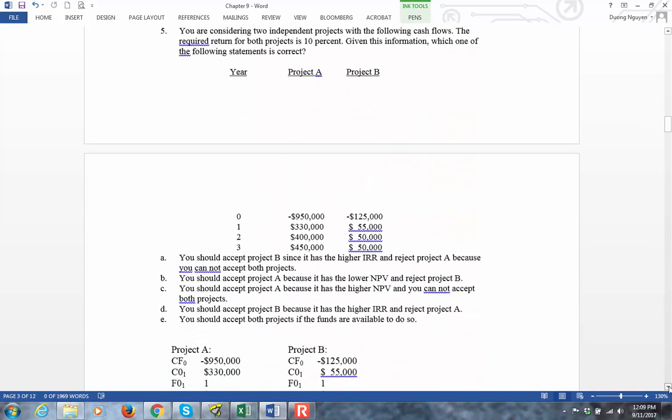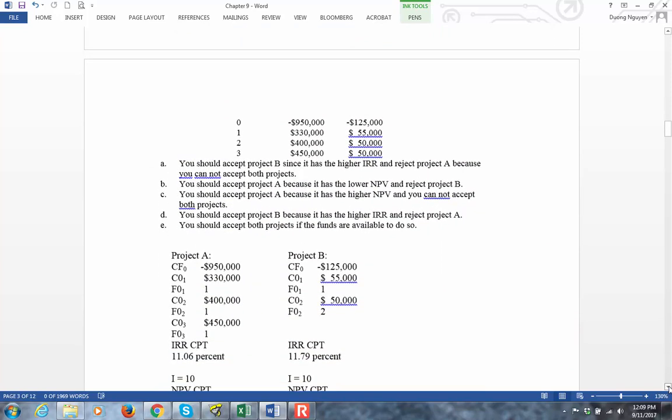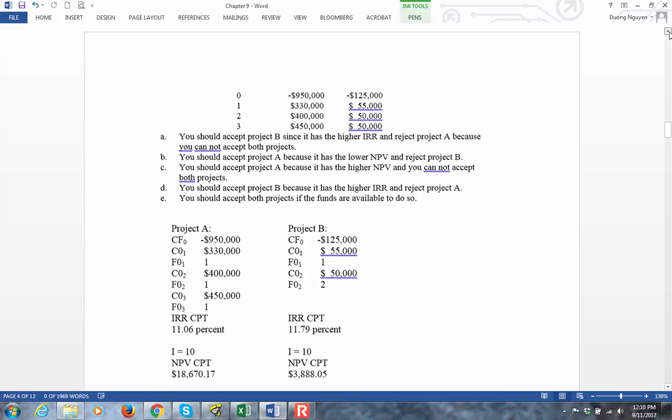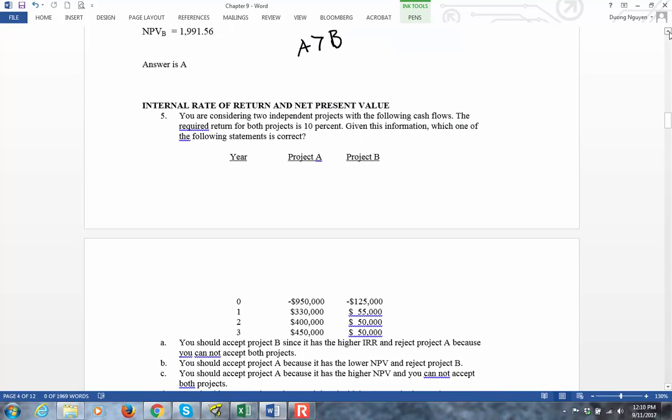Internal rate of return. For this question, you calculate IRR for each project, and you get IRR for project A is 11.06%, for B is 11.79%. And NPV for A is 18,670, and NPV for B is 38,805. Now in this question, they are independent projects. They are not mutually exclusive.